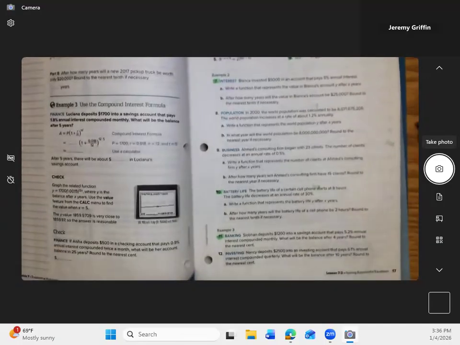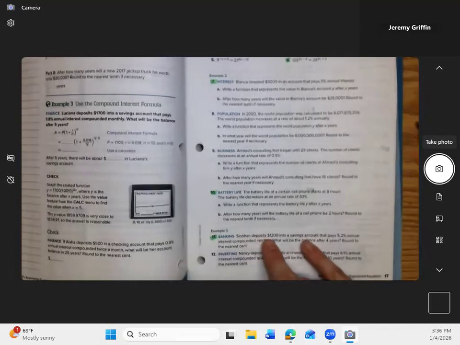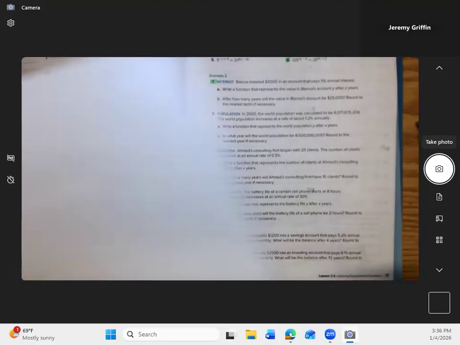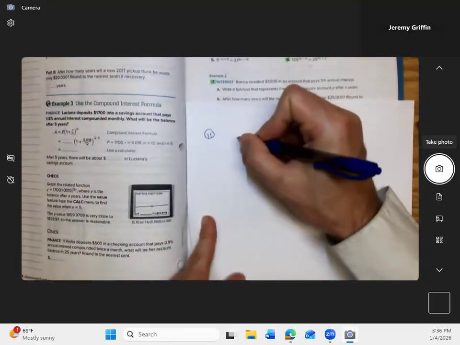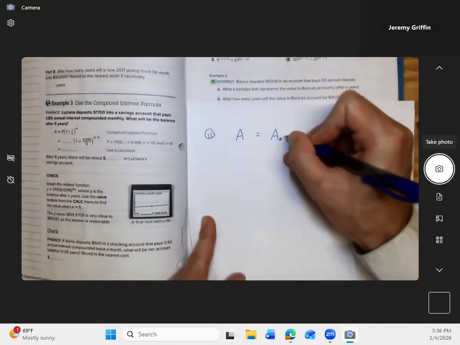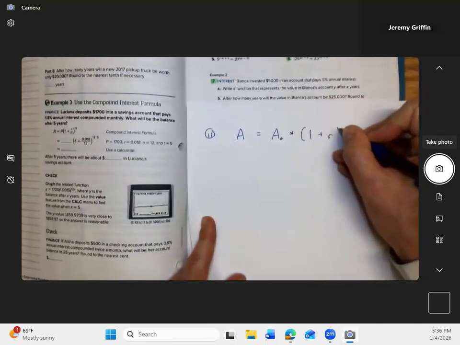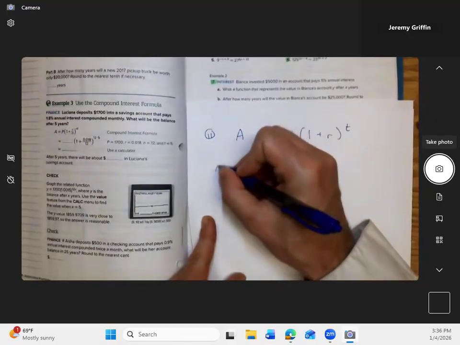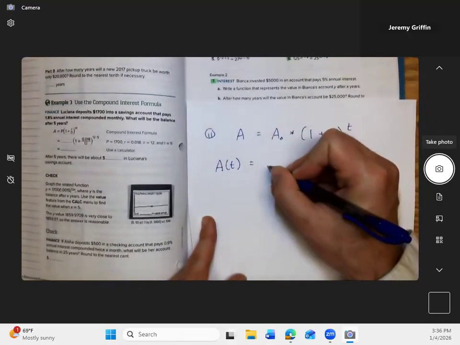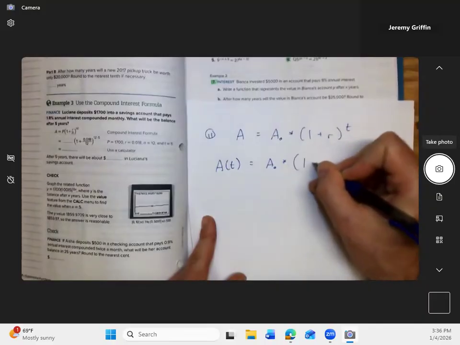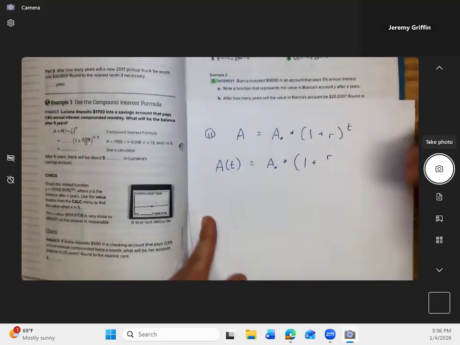All right. Number 11, banking. Seal bond deposits $1,200 into a savings account that pays 5.2% annual interest compounded monthly. Ooh, it's compounding. What will be the balance after 4 years, round to the nearest cent? So we're playing off this A equals A naught times 1 plus r to the t, but we're compounding monthly. So let's get a little more specific: 1 plus whatever the interest rate is, and that's really an annualized interest rate.